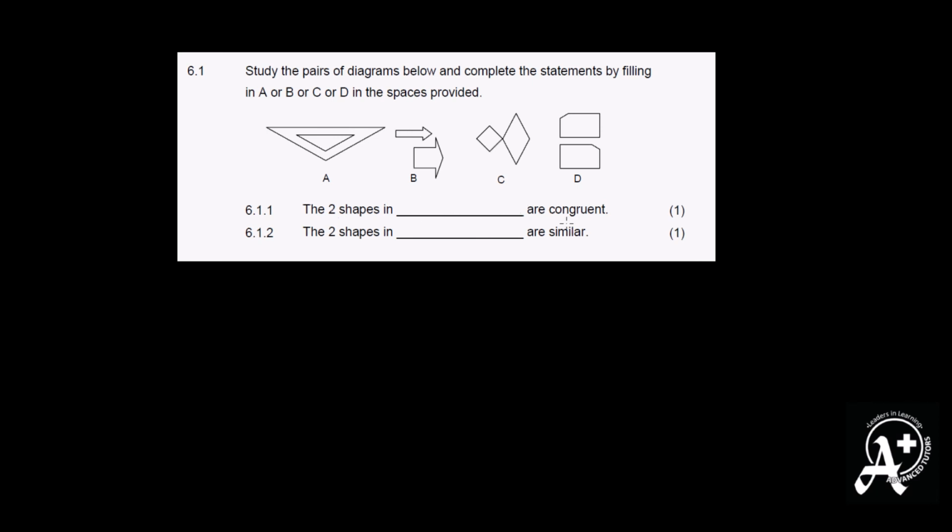So basically, when shapes are congruent, it means that they are completely alike. They are similar in size, and all of their sides have the same length, and all of their angles are the same size as well. So I would say this is D, because we can see that these two shapes are completely alike.